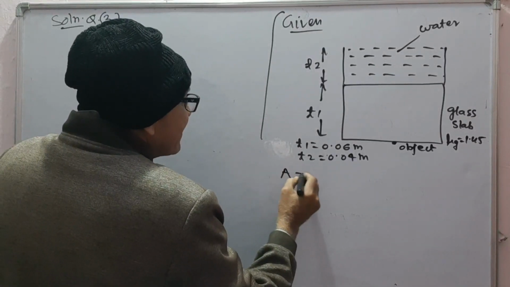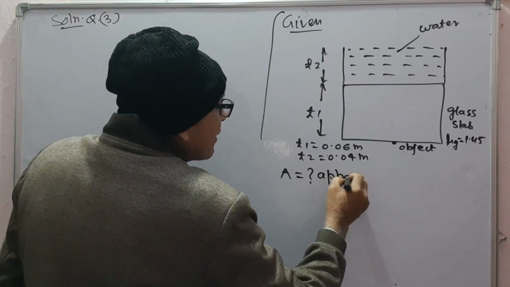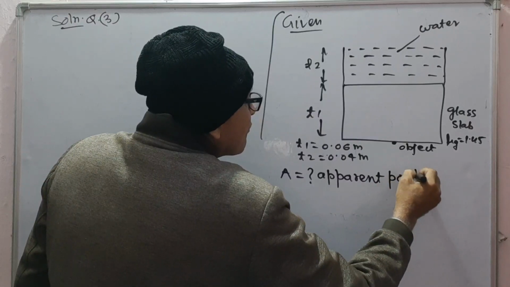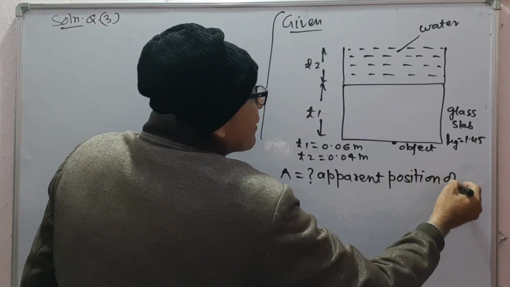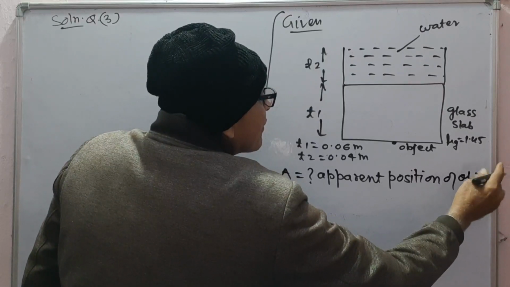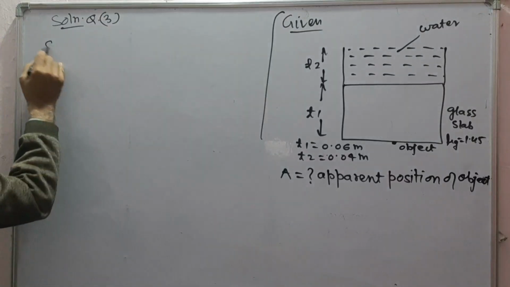Suppose the apparent position of the object is A.